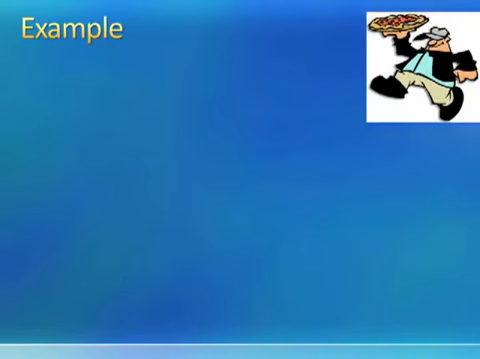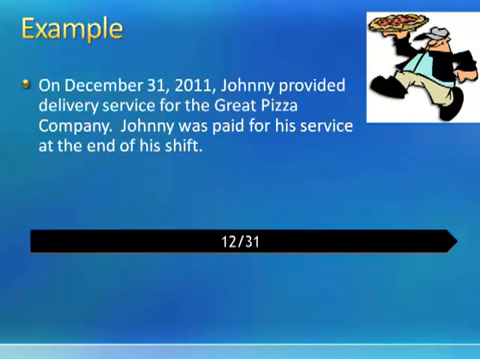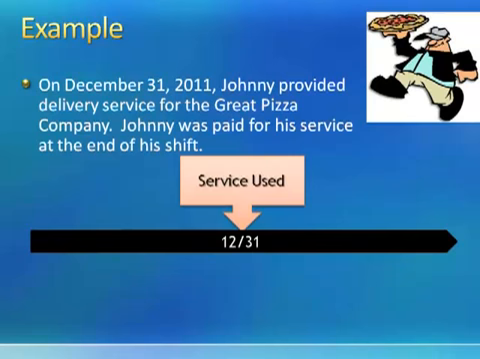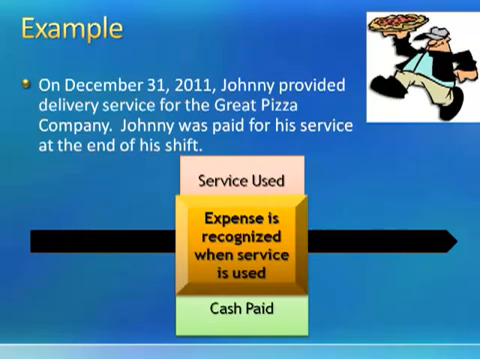Let's take a look at an example. We still have our pizza company, and Johnny provided delivery service for Great Pizza Company, and Johnny was paid for his services at the end of the shift. So what happened on 12/31? Great Pizza Company used Johnny's delivery service, and they also paid Johnny. Delivery service is a cost associated with providing the pizza. The expense, the use of the delivery service, is recognized when the service is used.